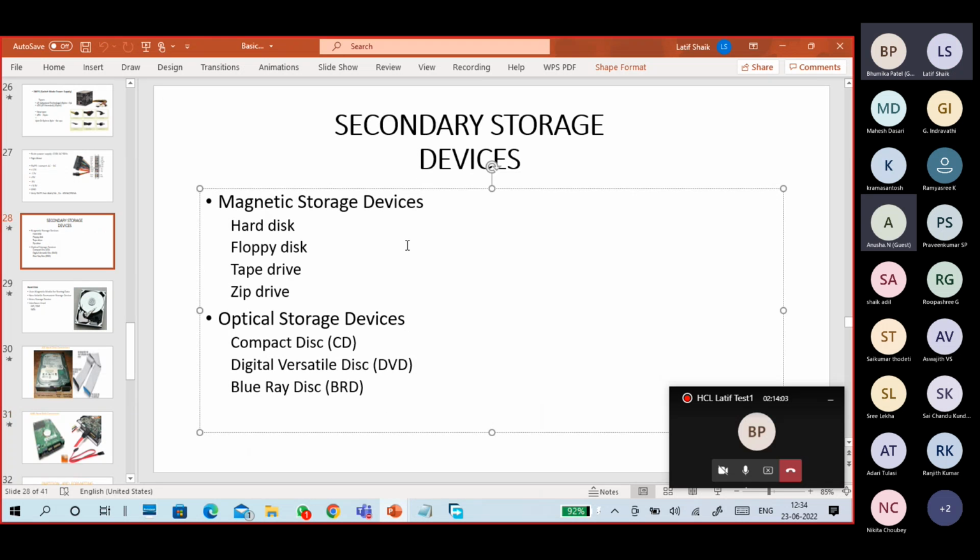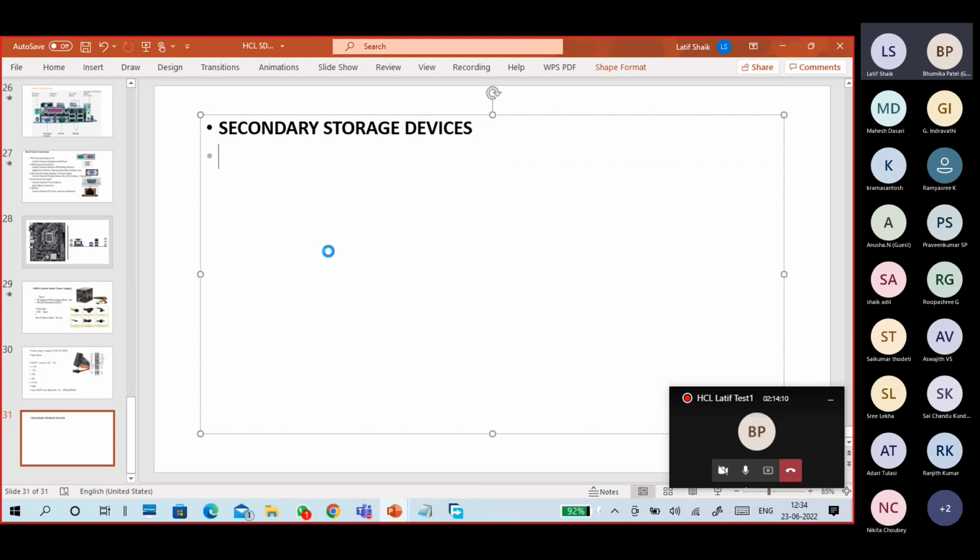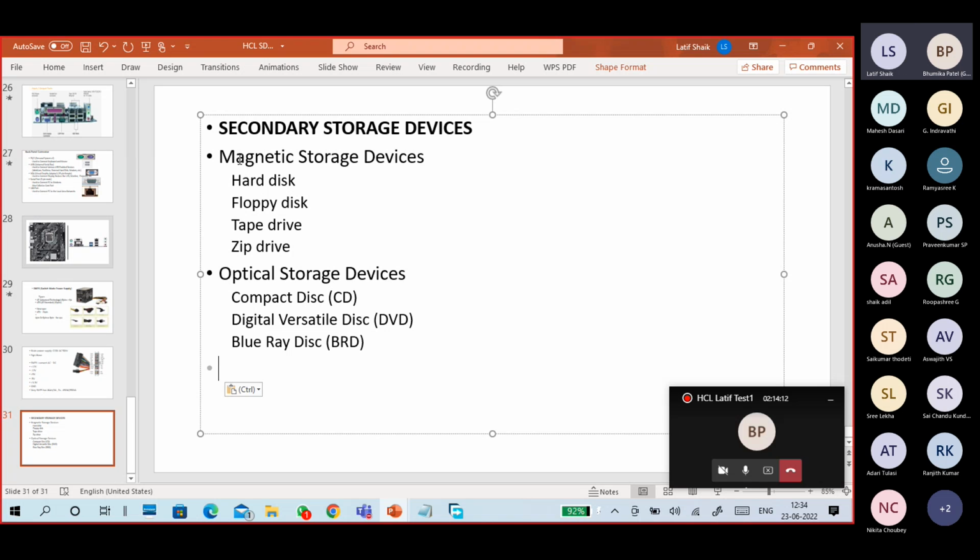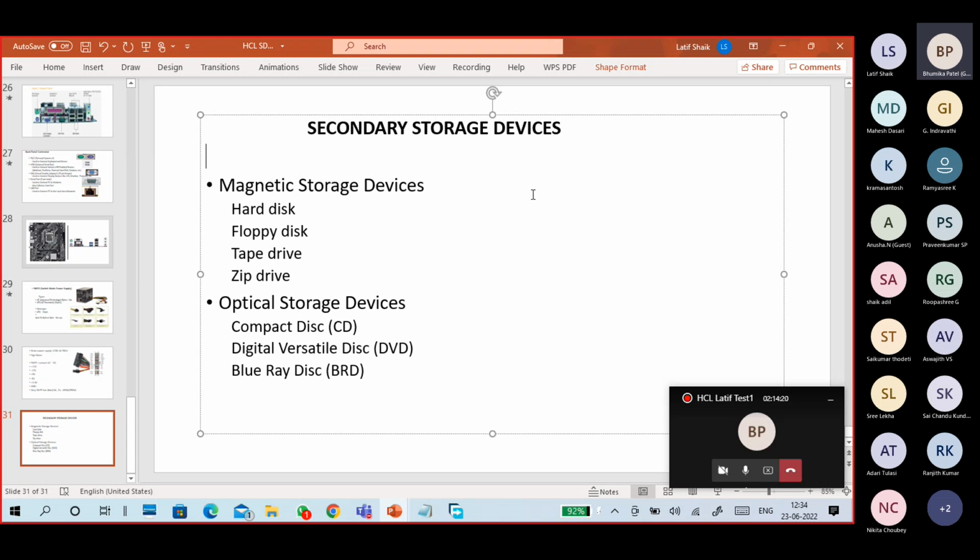So what about these different storage? Secondary data storage. Magnetic storage, like a hard disk. So we'll see the normal hard disk. Okay, so I will give a list separately.